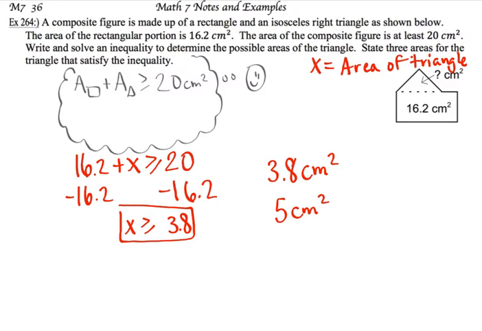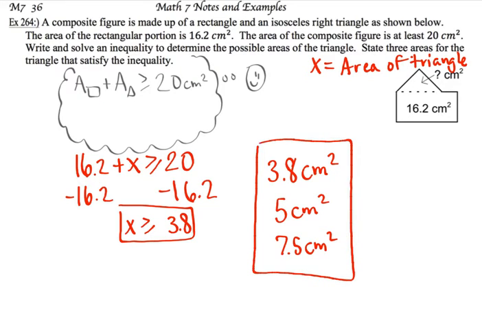We could also have 5 centimeters squared as the area of that triangle and have no problem. We can go as big as we want here, but I don't really want to get carried away. Maybe 7.5 square centimeters. That is also larger than 3.8. Any number greater than 3.8 will work in this situation. If you get into really, really large triangles, they might hang over the rectangle, but we can always make the rectangle skinnier and skinnier. It just needs to have an area of 16.2.